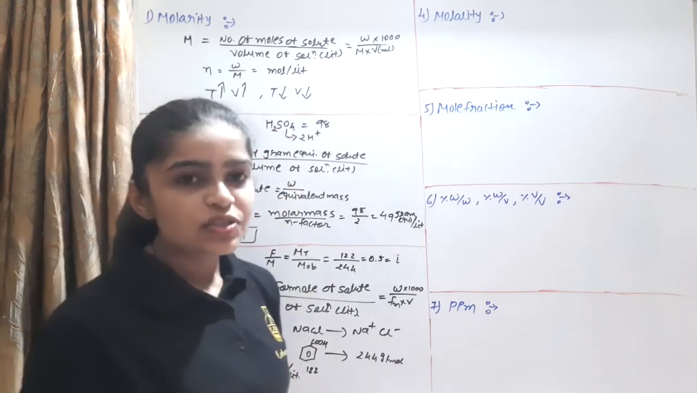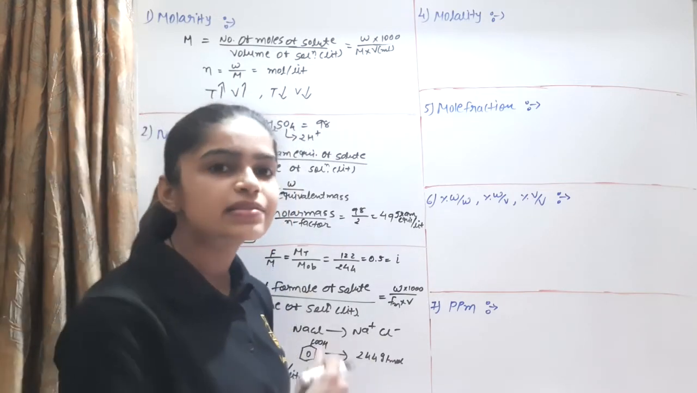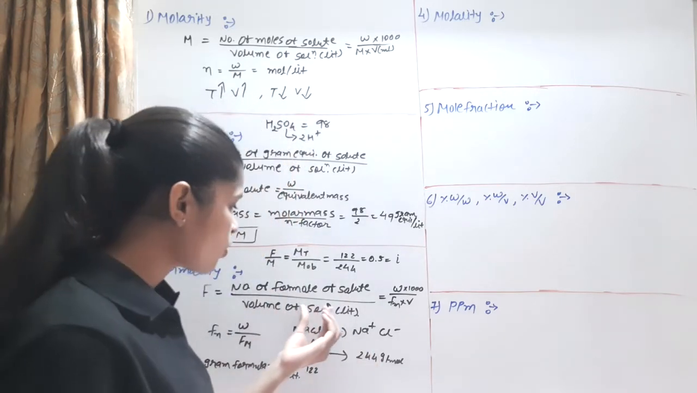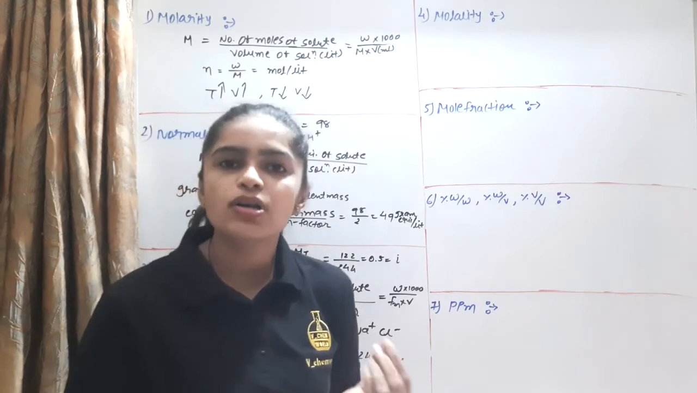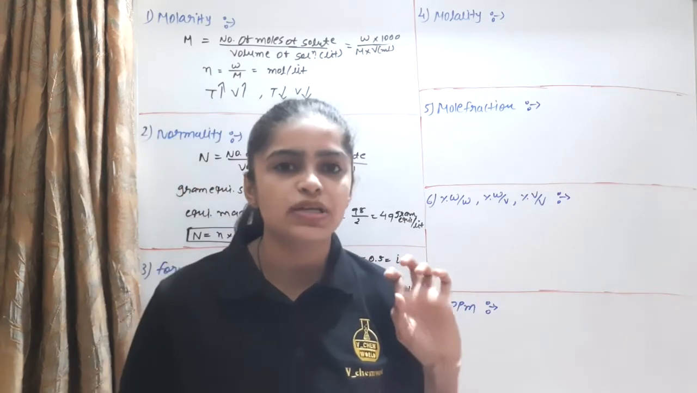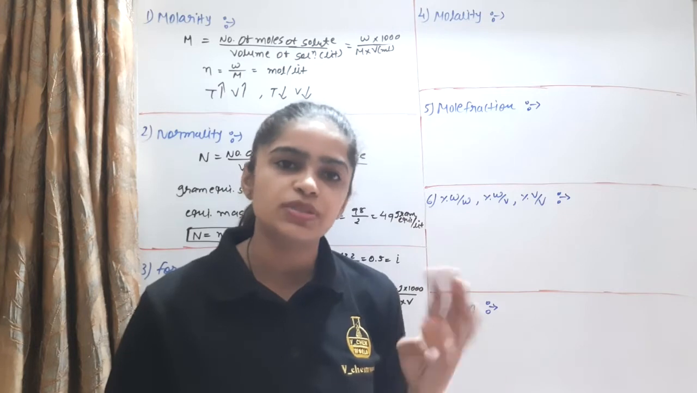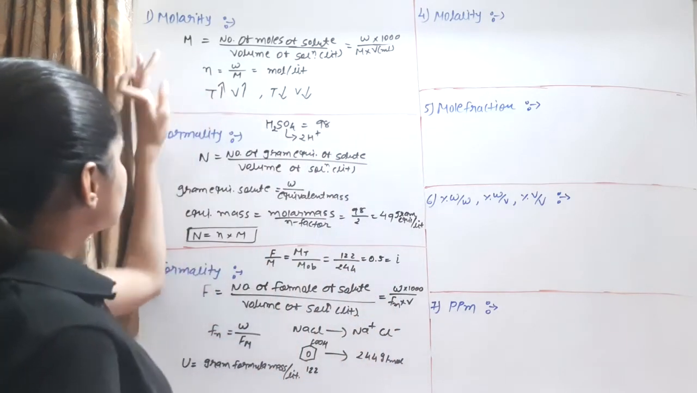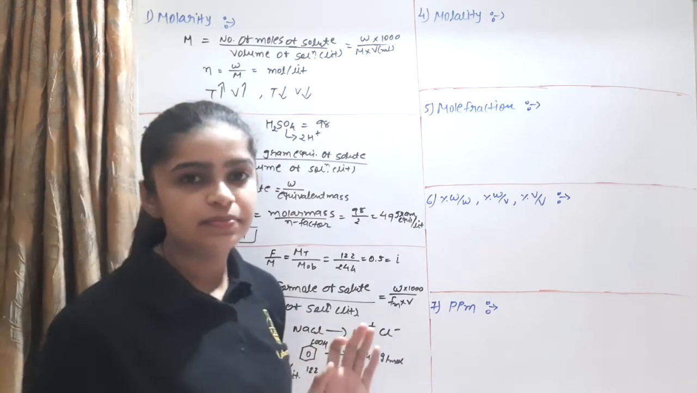Next is the temperature dependent factor. Yes, that is temperature dependent. Why? Because the volume of solution is used. When volume of solution is present, it means temperature dependent. Temperature increases, volume increases, and temperature decreases, volume decreases. That is the normality, molarity, and formality.